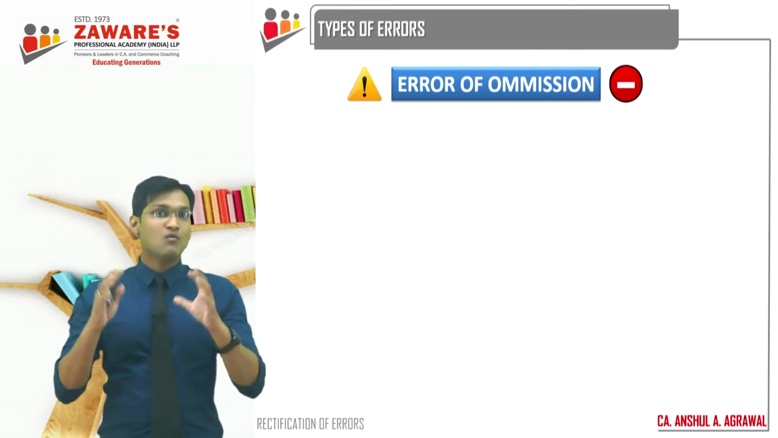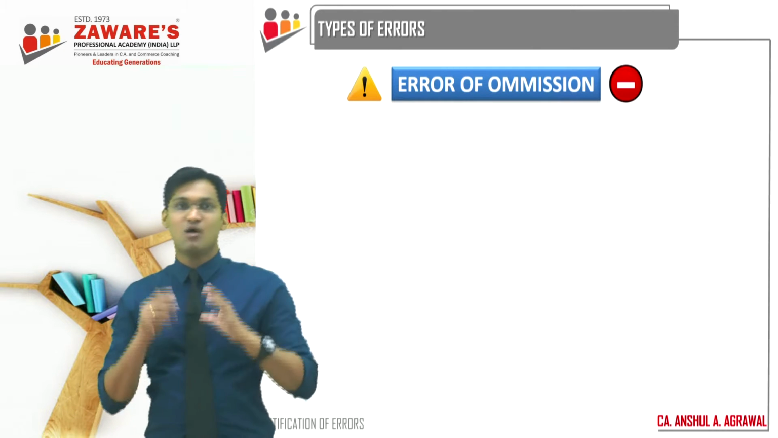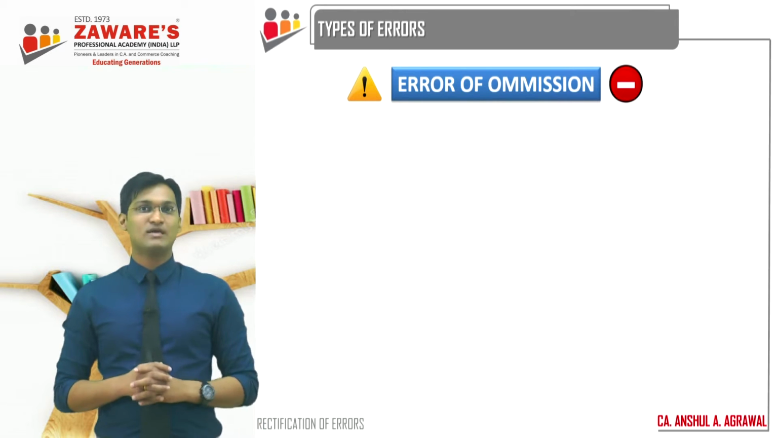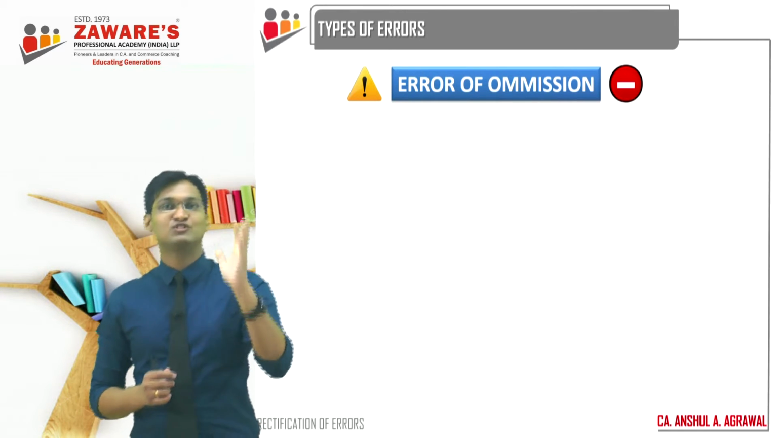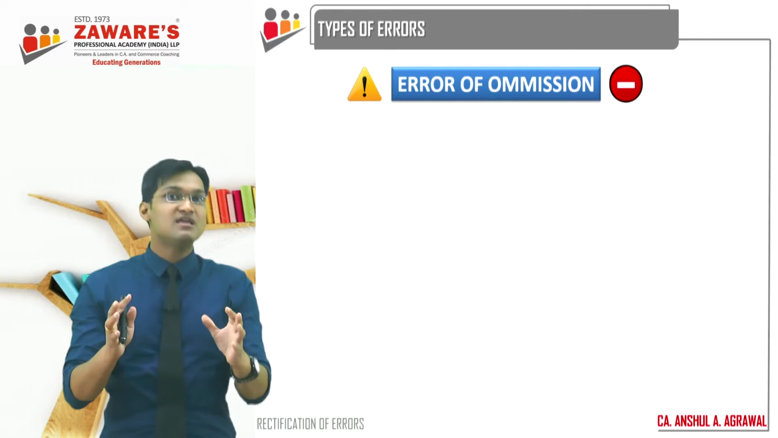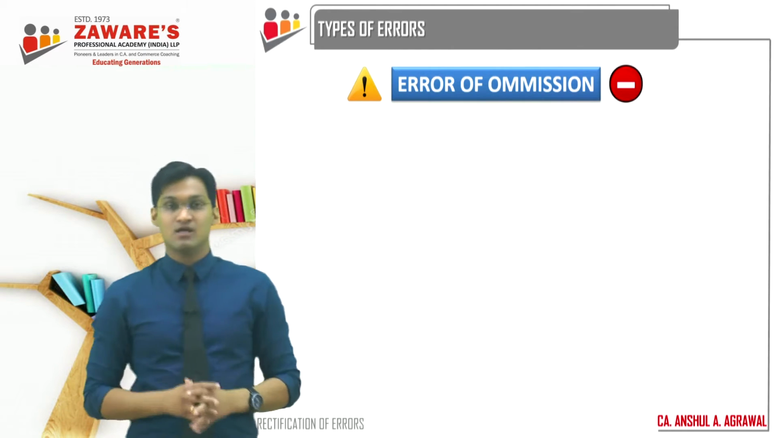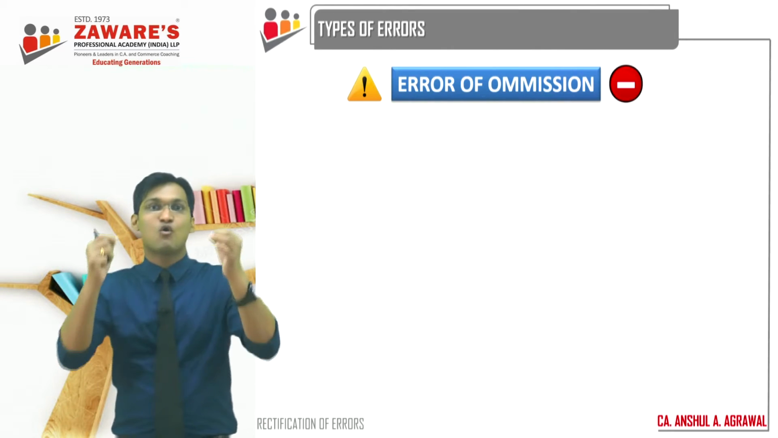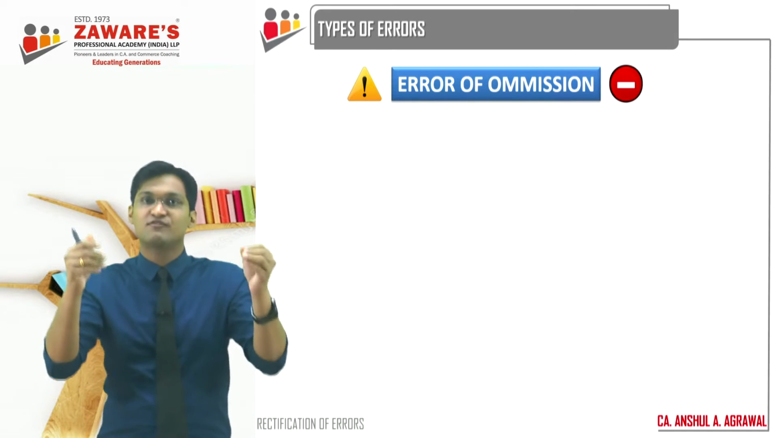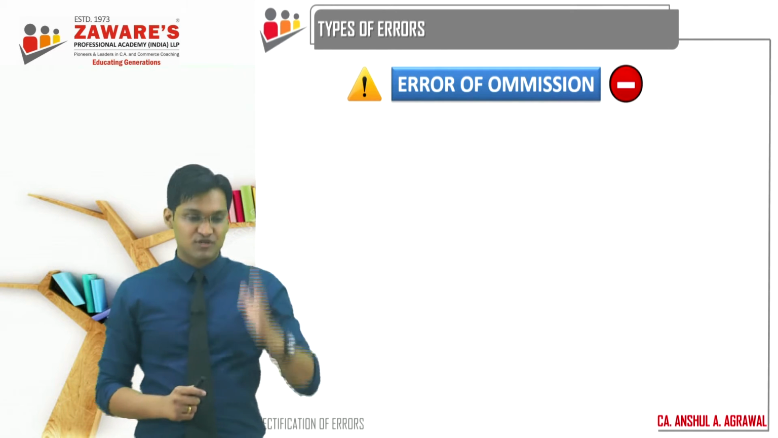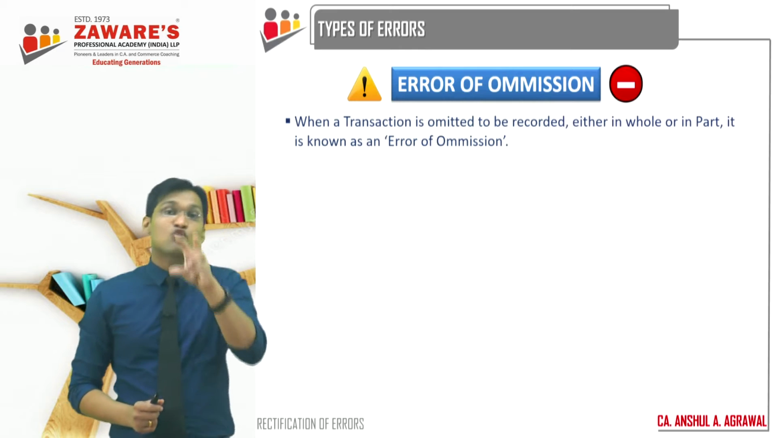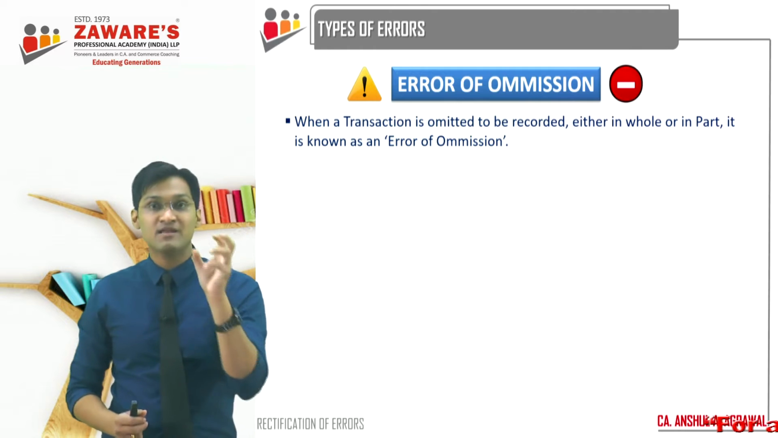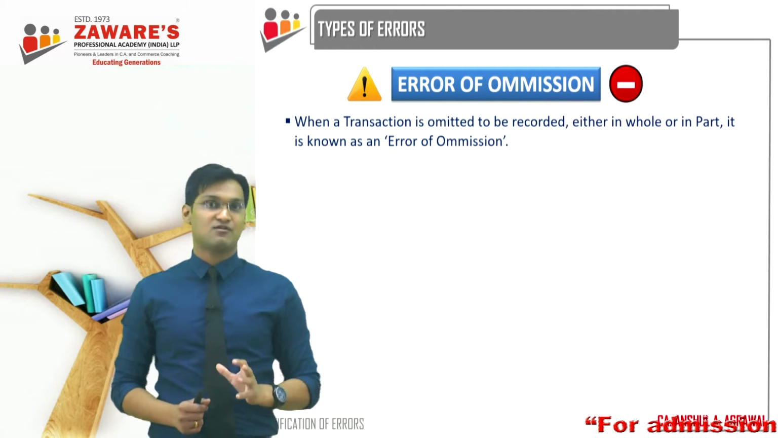Correct? Now we are going to see one by one various types of errors. The first type of error which we are going to see now is error of omission. What do you mean by this word omission? The word omission means to omit, and to omit means to leave or to forget. Correct? Error of omission. So when a transaction is omitted to be recorded, either in whole or in part, it is known as error of omission.